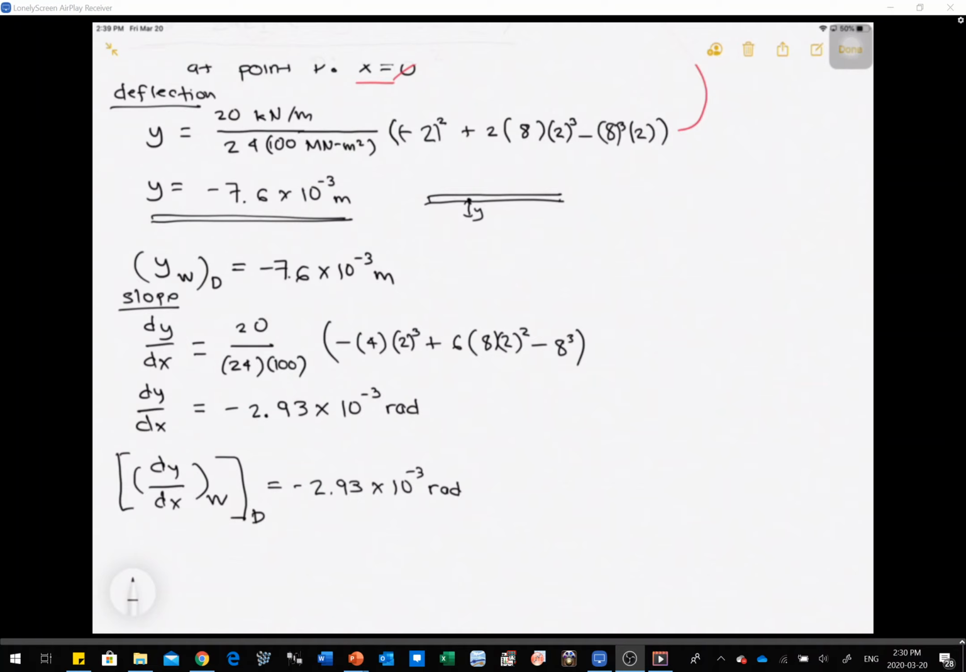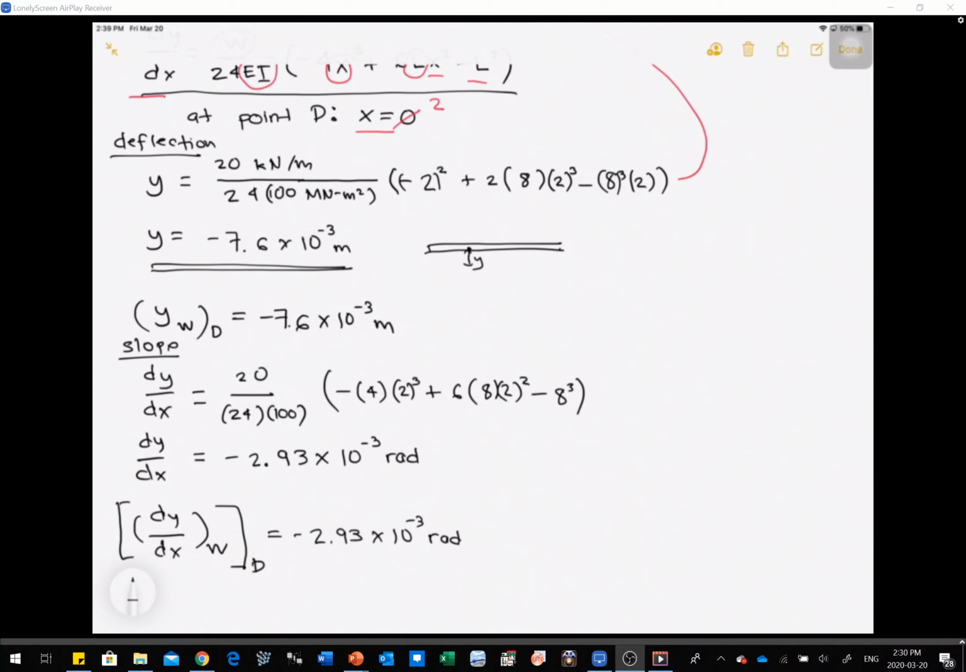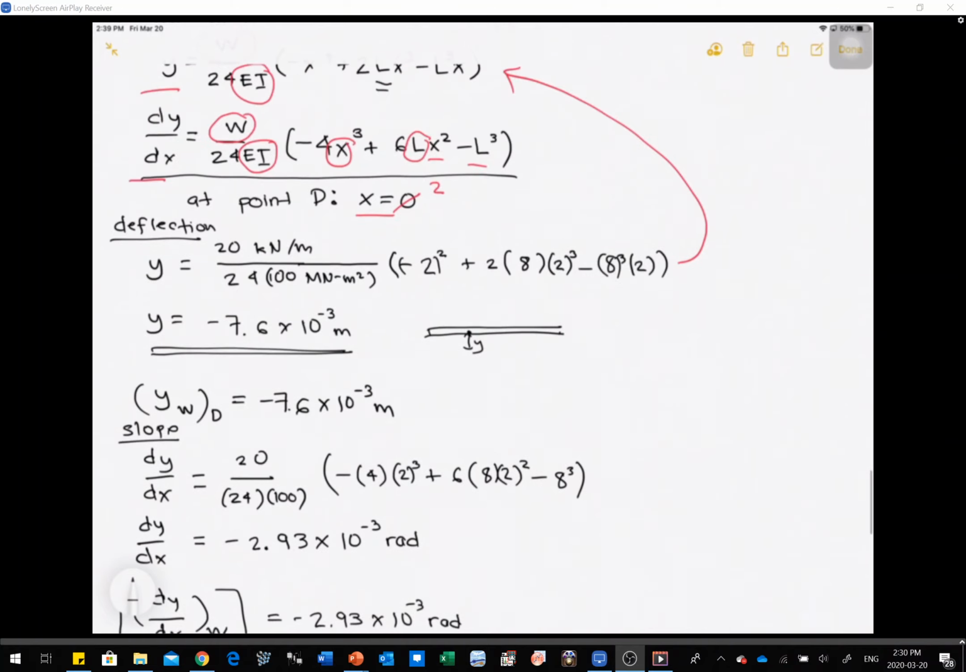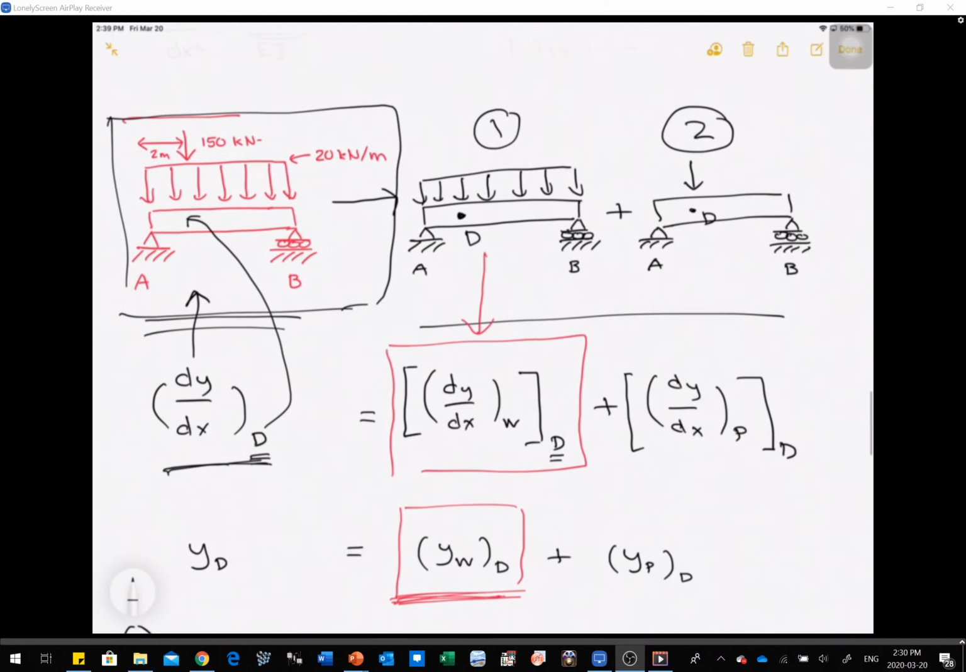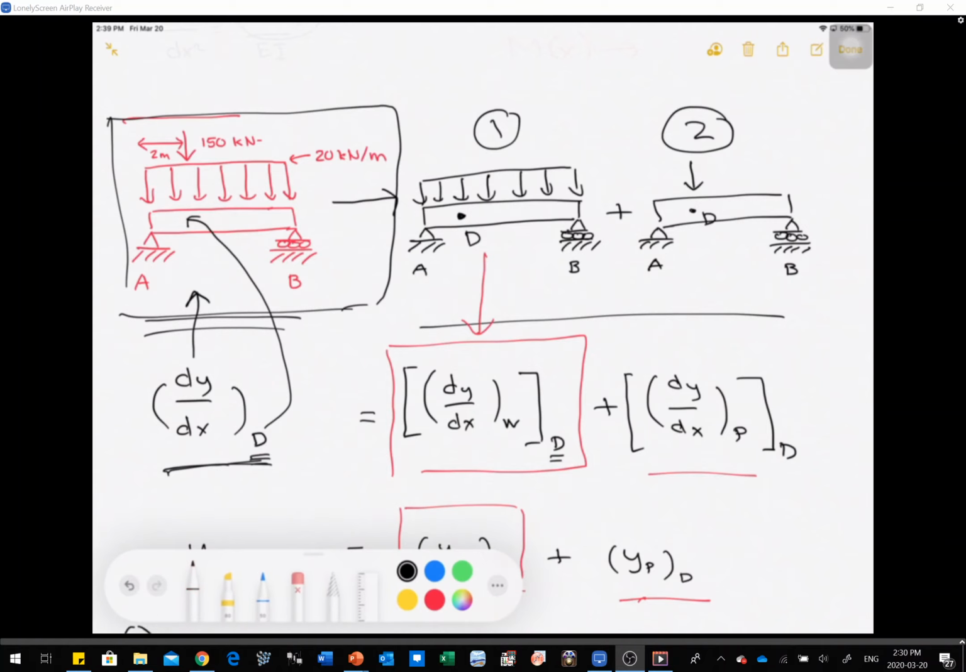So now we solve the deflection and slope of our beam for the first case right here. How about for the second case, which is beam number 2? So let's do beam number 2, calculate for the slope of our beam using point 2 and the deflection of our beam using beam number 2 right here. So let's move to number 2.